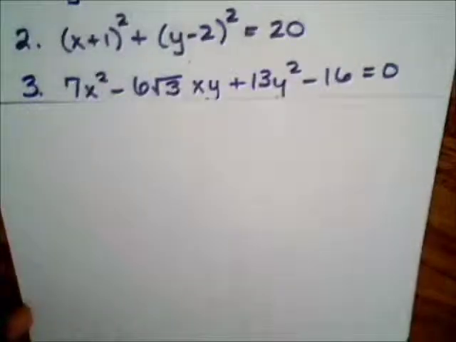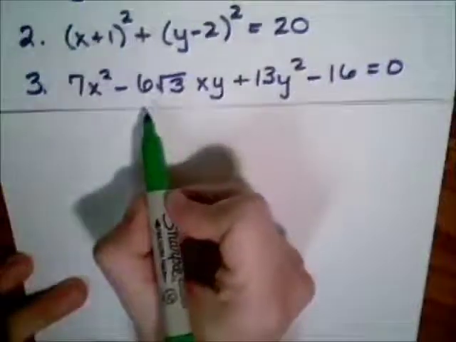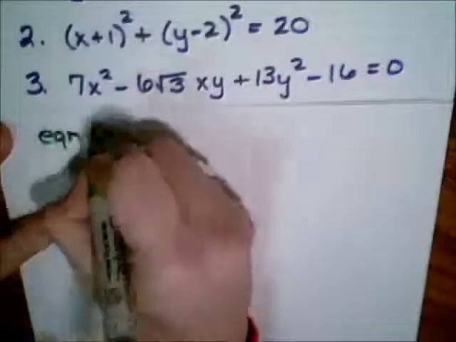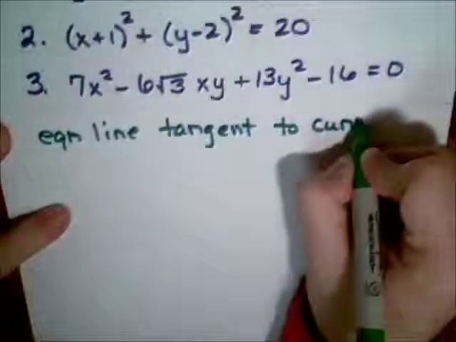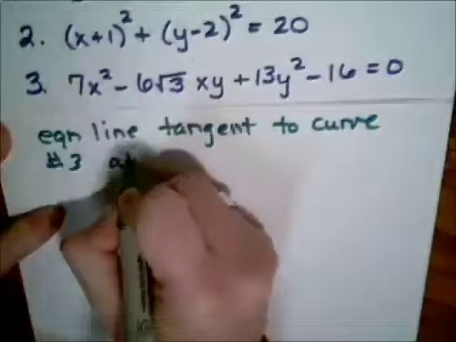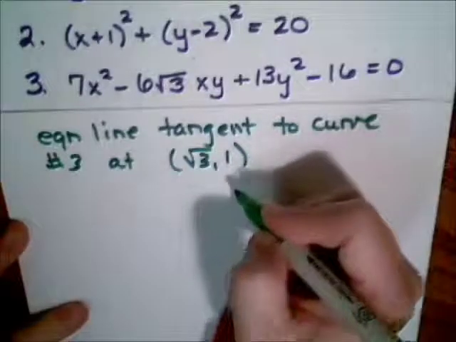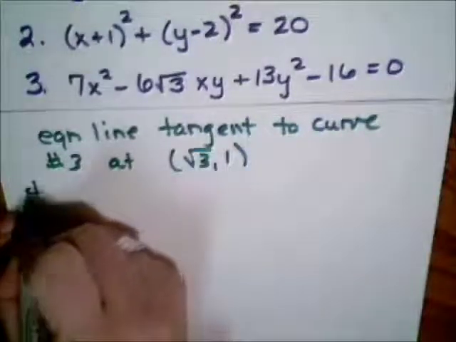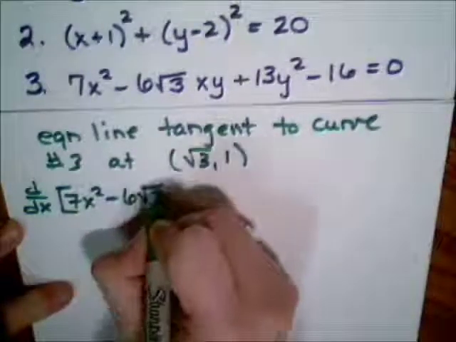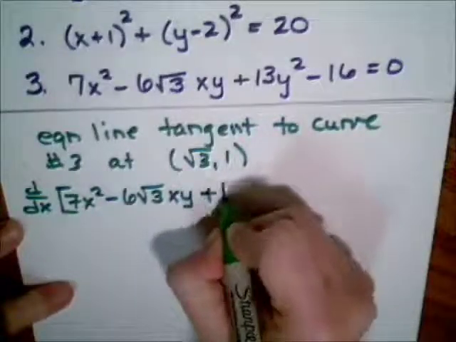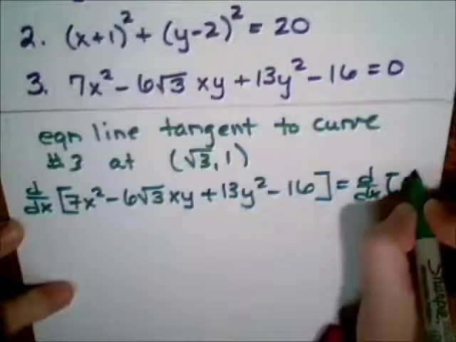Looking at example 3 now. And we're going to want to find the equation of the line tangent to curve 3 at the ordered pair square root 3 comma 1. Remember, that was the highlighted point on the ellipse. We're going to take the derivative of the left-hand side, 7x squared minus 6 square root 3 x times y plus 13y squared minus 16. And we'll take the derivative with respect to x of the right-hand side.